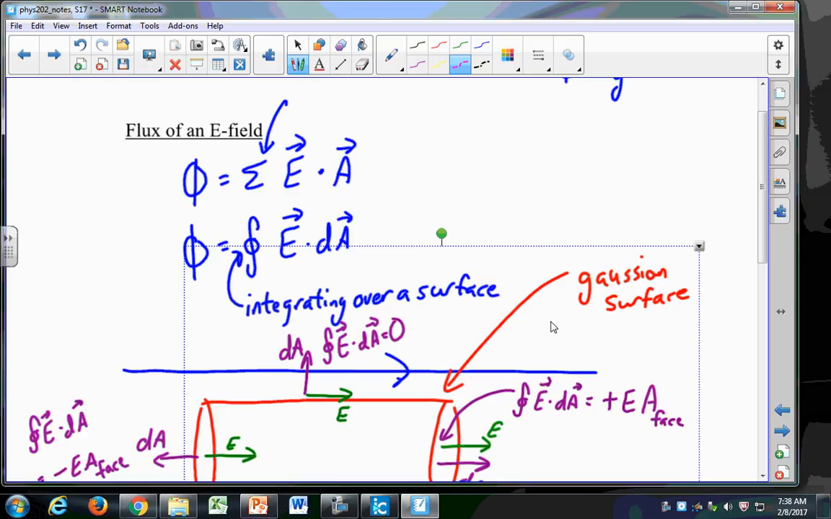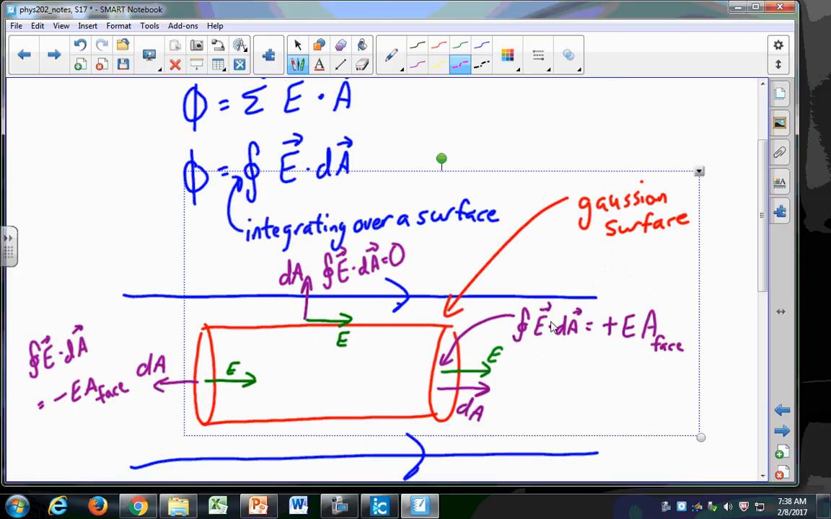If we have it at an angle, we're doing the dot product, so we do the cosine of that angle. That was one of your multiple choice problems, by the way: if you have it at an angle, you get less than the maximum flux, because only a portion of it is actually going perpendicular to the surface. It's the whole cosine theta bit.